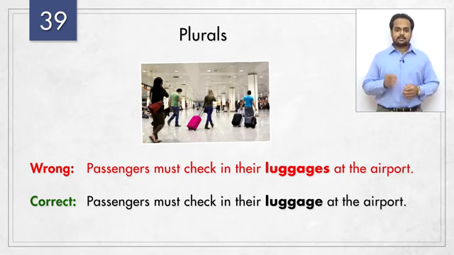The reason is that luggage is an uncountable noun. So you cannot say "one luggages" or "one luggage, two luggages," etc. But you can say one piece of luggage, two pieces of luggage, and so on.